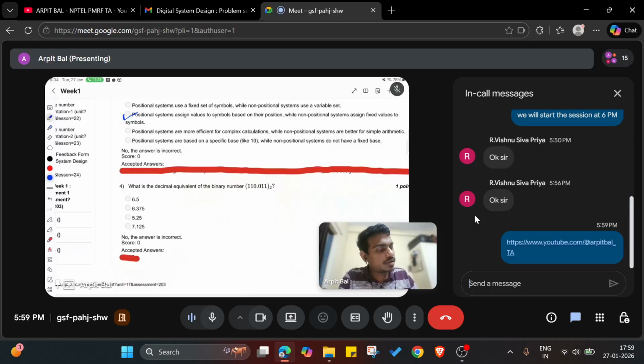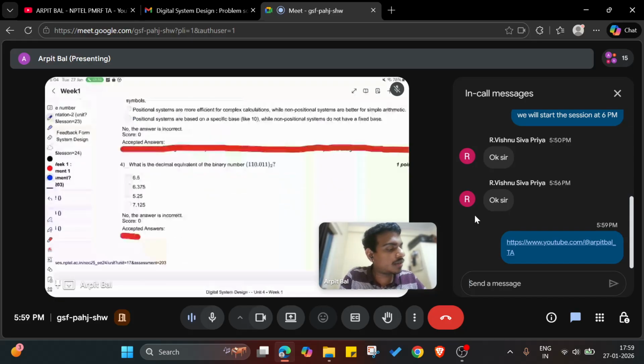Moving to the next question. What is the decimal equivalent of the binary number 110 dot 011? Let me just write it, 110 dot 011. To the left side of the decimal point, I'll have 2 to the power 0, and this will be 2 to the power 1, and this will be 2 to the power 2.